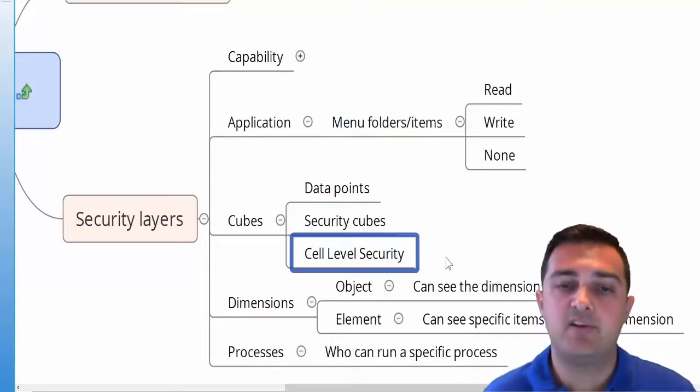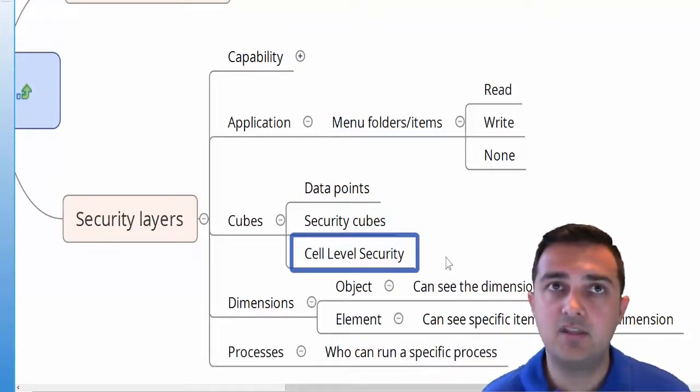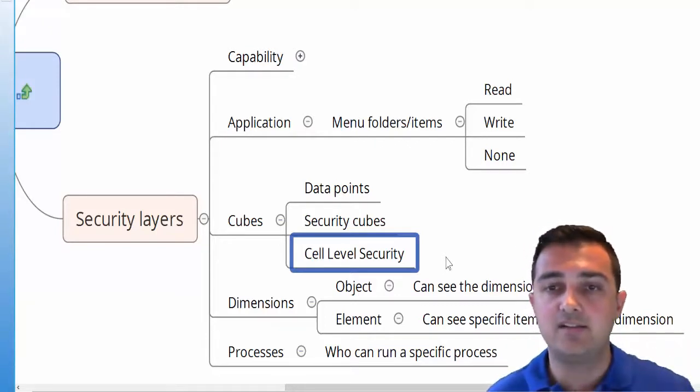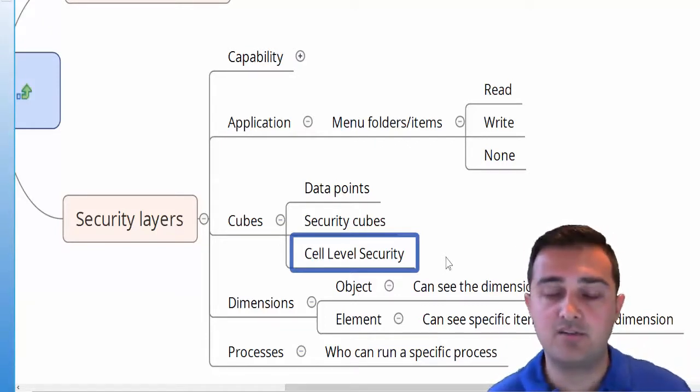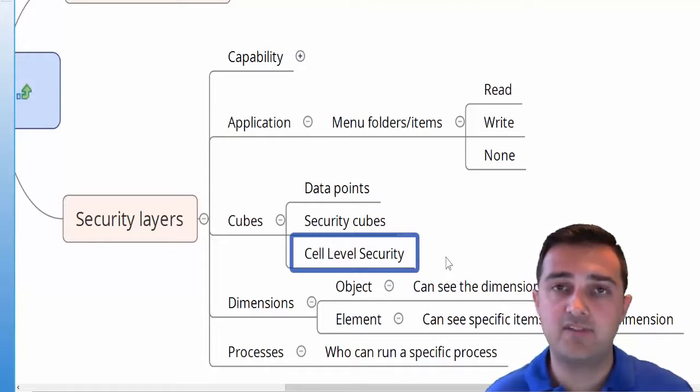You can get very specific within a cube, and this is called cell level security. This is the ability to say very specifically, this one user group can see this combination of a scenario, period, a year, or any kind of combination of dimensions within a single cube. I don't recommend using that. It does hit performance, and it's difficult to maintain.